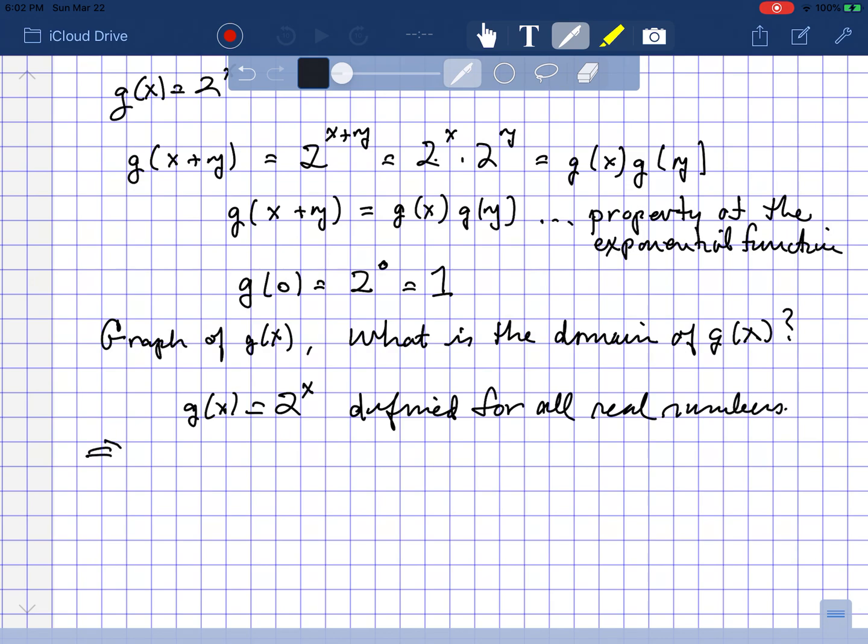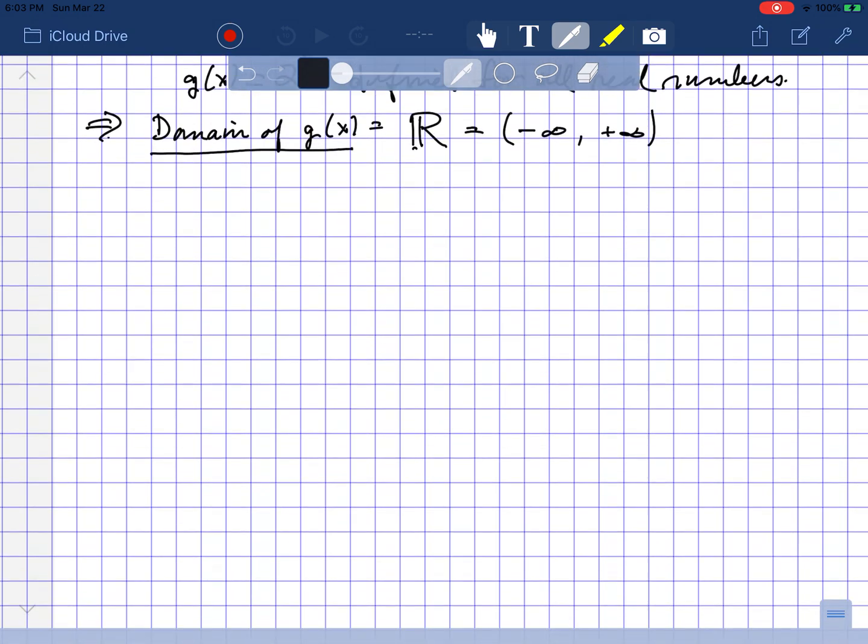And so what we have implies that the domain of g of x is equal to the set of all real numbers, which sometimes people denote by a capital R. Or in our case, it's probably a little bit better to use interval notation, and I'll denote this by the open interval from minus infinity to plus infinity. Okay, so that's the domain of our exponential function base 2, g of x is equal to 2 to the x power.